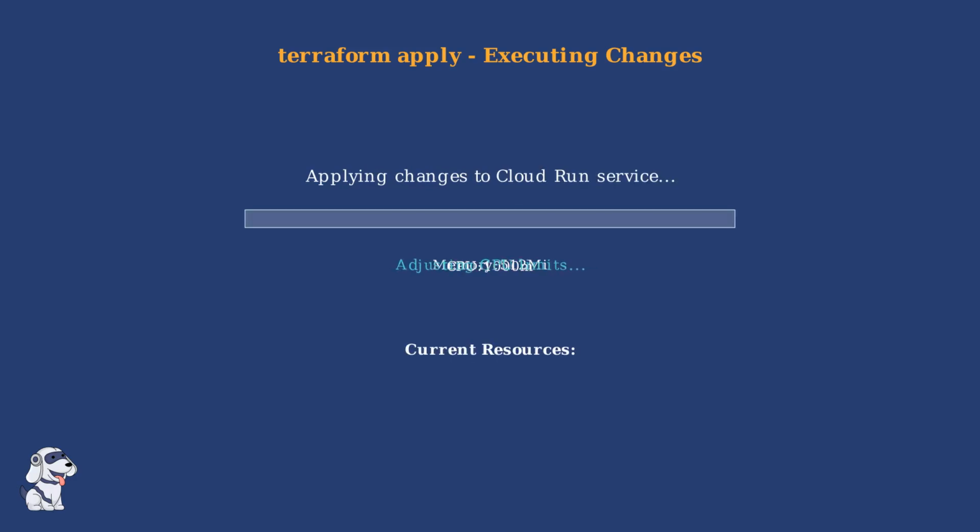Terraform applies the modifications in a controlled manner, updating the Cloud Run service configuration step by step. We can observe the resource limits being adjusted in real time as the deployment progresses. The apply operation completes successfully.